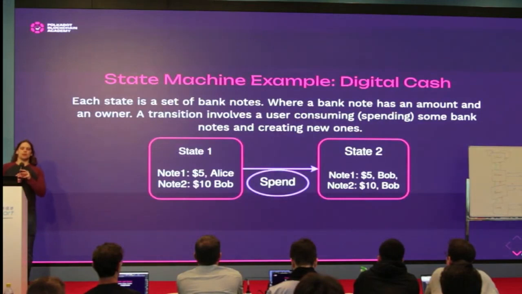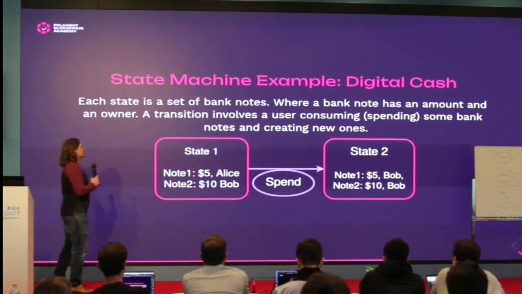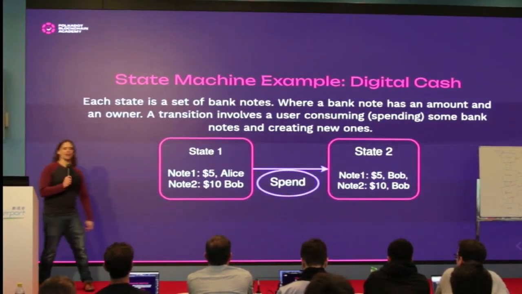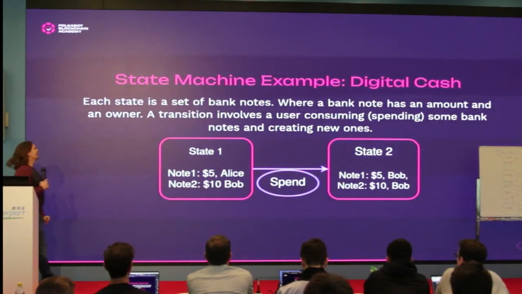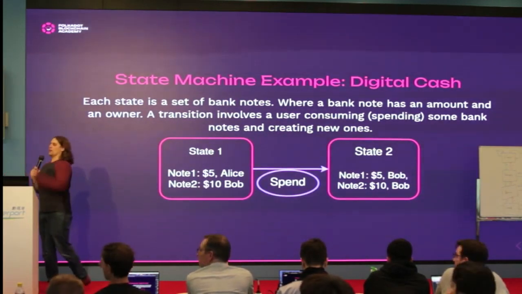Okay, so here's another example of a state machine. This one's called digital cash. Actually, I'm using your notation here already on this one, so I'm glad you brought that up. Excuse me, question, go ahead.